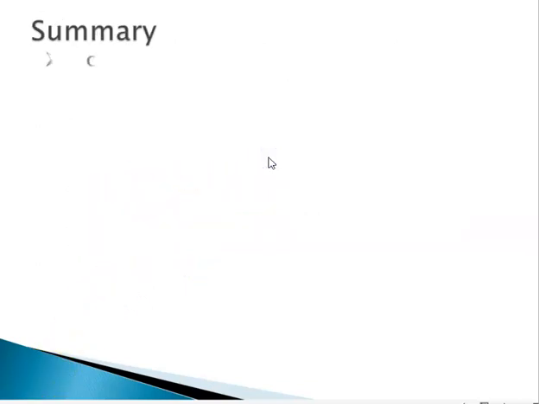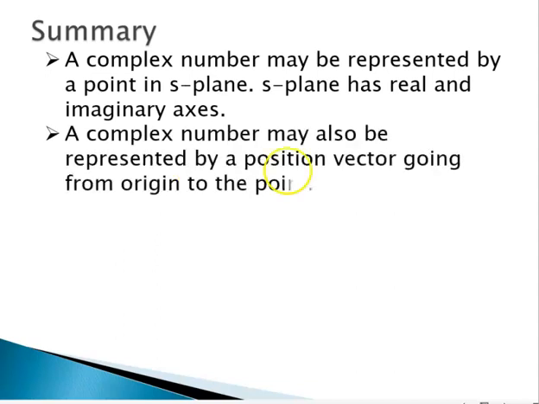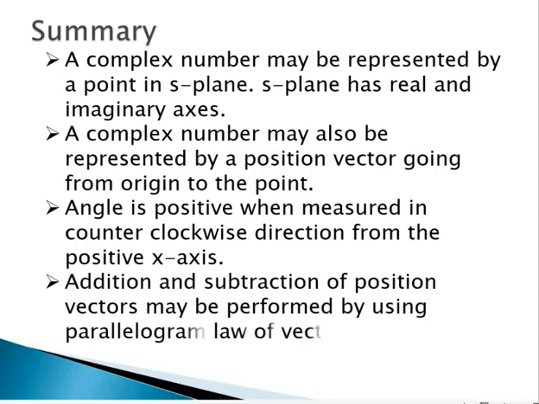With that, we will summarize what we have seen. A complex number may be represented as a point in a plane. It may be represented as a vector. It may be represented in polar form, R1 at an angle theta 1 and so on. Or you may write it as R1 e to the power of j theta 1. Angle is positive when measured counterclockwise and negative when measured clockwise, and addition and subtraction of position vectors may be performed by using the parallelogram law for vectors.